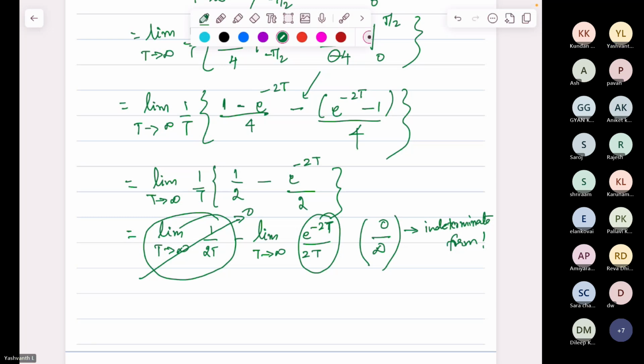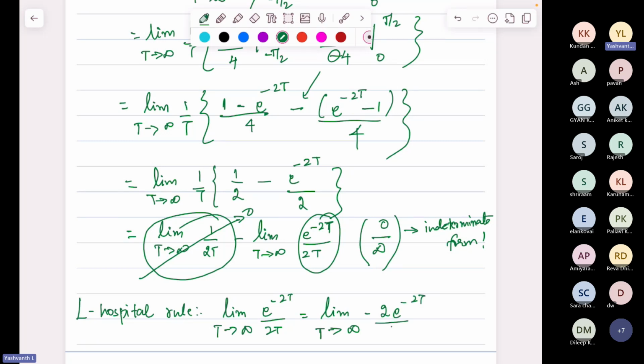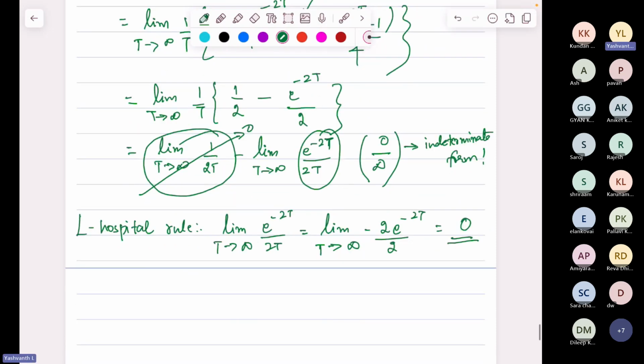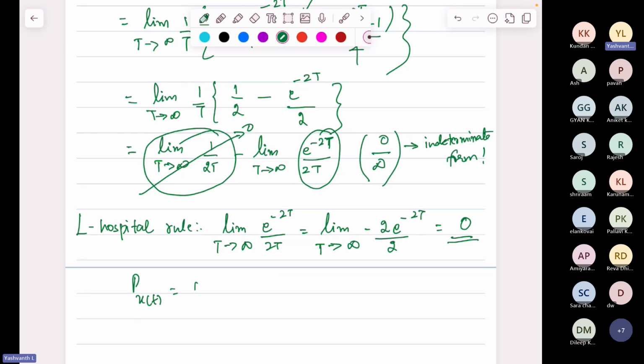Yes, we can differentiate, correct. We'll use the so-called L'Hopital rule. So the limit t tends to infinity e power minus 2t by 2t is the same as limit t tends to infinity minus 2 into e power minus 2t by 2, which is equal to 0. That means the power of the signal is 0 minus 0 equal to 0. Thus proved.